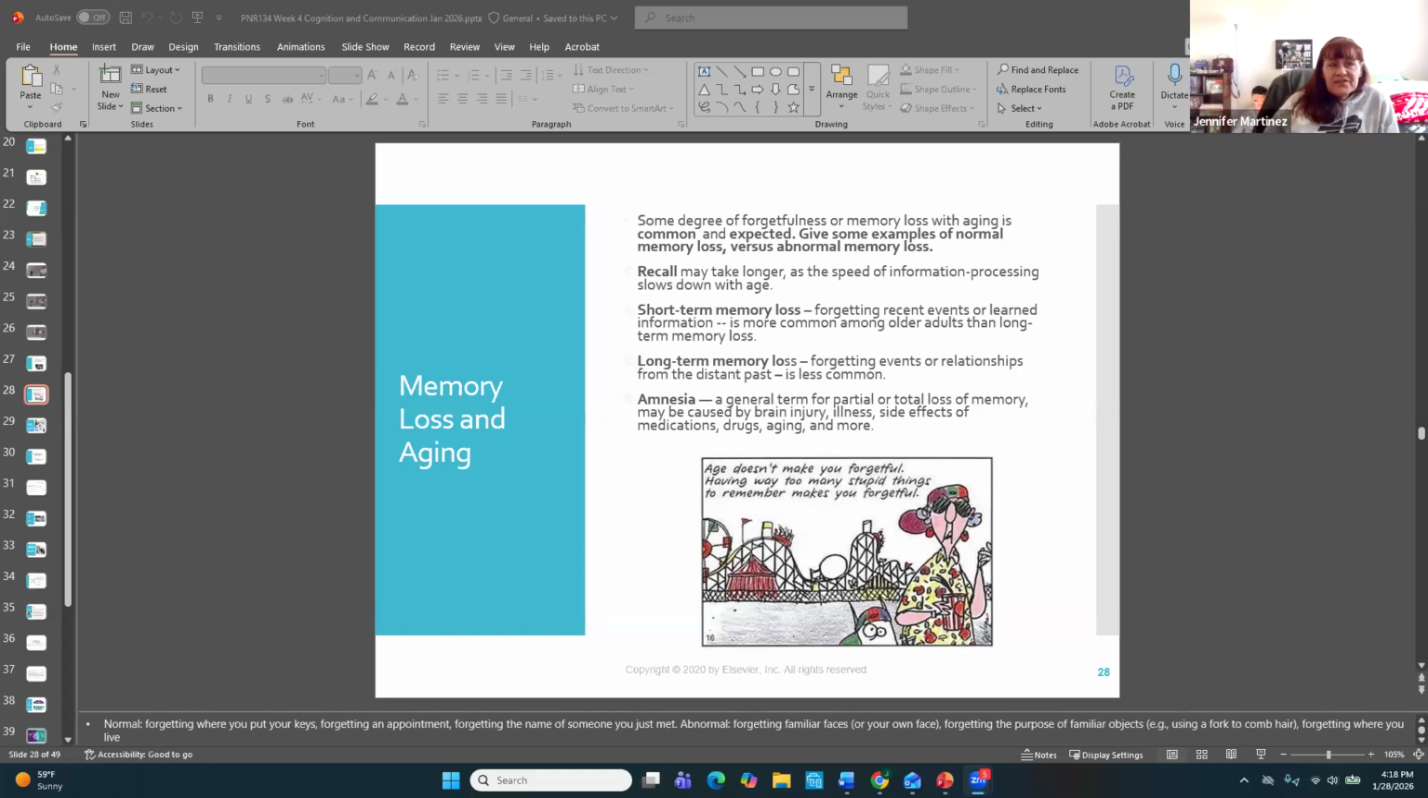And amnesia is just a general term for partial or total loss of memory that can be caused by a brain injury, an illness, side effects of medications, drugs, aging. It could also be a trauma response, right? We don't want to remember what happened. So, a variety of different reasons why amnesia can occur.